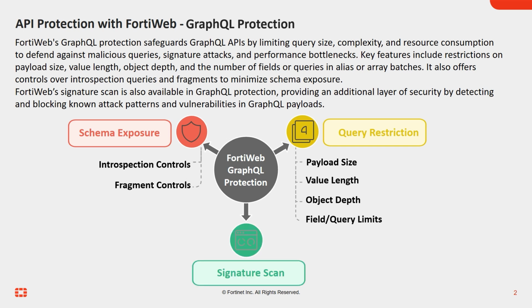FortiWeb's signature scan is also available in GraphQL protection, providing an additional layer of security by detecting and blocking known attack patterns and vulnerabilities in GraphQL payloads.